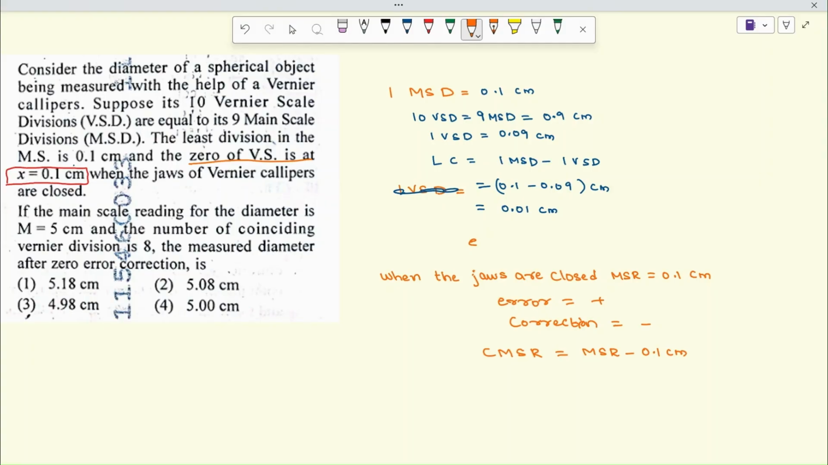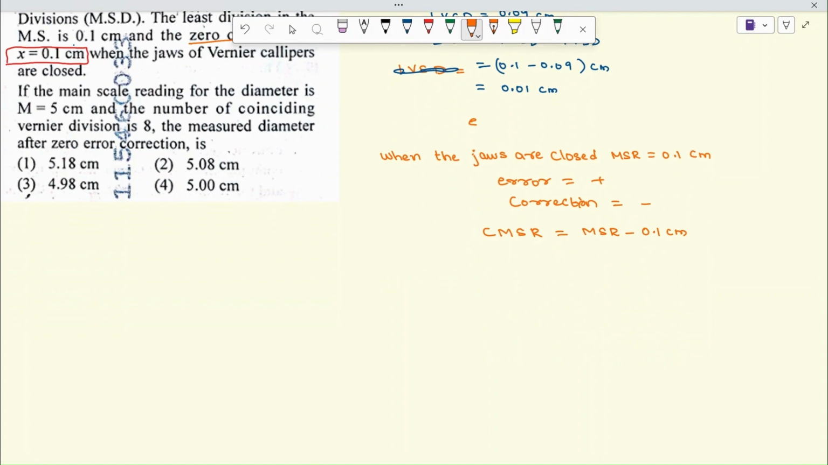Now coming to the measurements. The main scale reading for the diameter is 5 centimeter and vernier coincidence is given as 8. So let's put the equation. The diameter will be equal to how much? Corrected MSR plus VC into LC, vernier coincidence into least count. So corrected main scale reading is actual main scale reading 5 minus 0.1, that is 4.9 centimeter. So now D equal to 4.9 plus VC is 8 into LC is 0.01, all in centimeters. So it will be 4.98 centimeter.